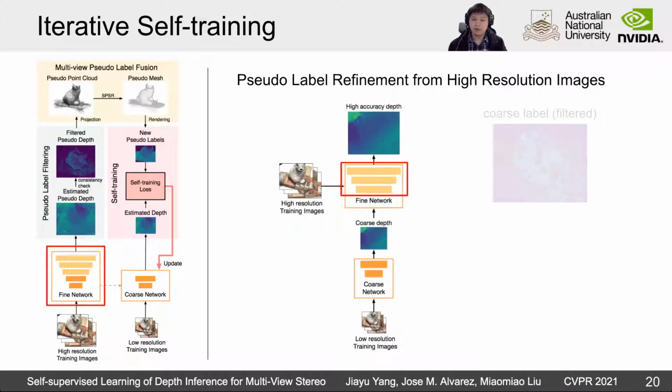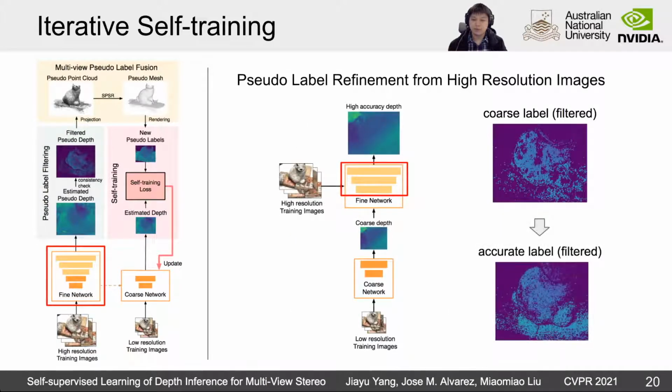To improve the accuracy of pseudo-labels, we propose to refine the initial pseudo-depth label by using information from a higher resolution training image. As evidenced in our backbone network CVP-MVSNet, a higher resolution image carries more discriminative features. We extended the coarse network to a fine network to further refine the pseudo-depth label's accuracy.